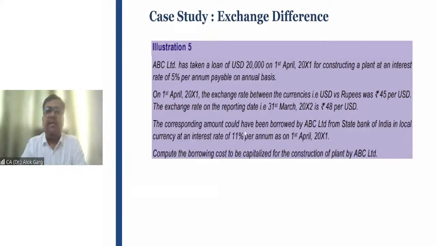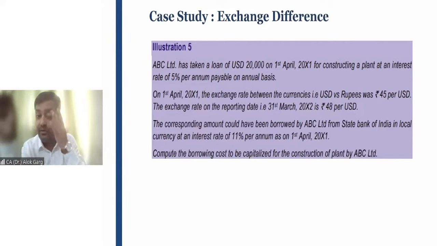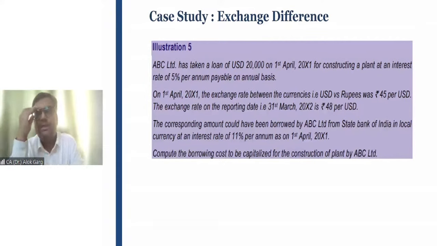ABC Limited has taken a loan of $20,000 on 1st April 2001 for constructing a plant at an interest rate of 5% per annum payable on annual basis. What is the foreign currency loan? $20,000. What is the interest rate? 5%, which means $1,000 you have to pay as interest every year. On 1st April 2001, the exchange rate was 45 rupees per US dollar. So 45 multiplied by 20,000 comes out at 9 lakh rupees, the equivalent amount in Indian currency.